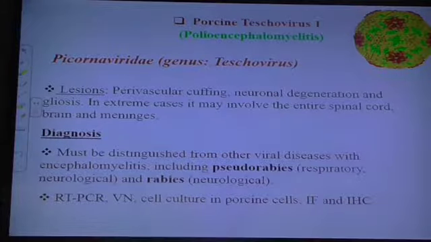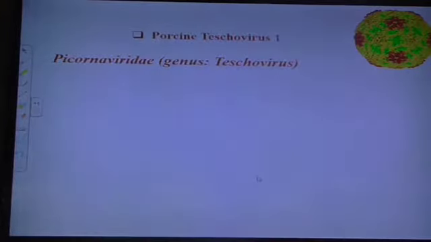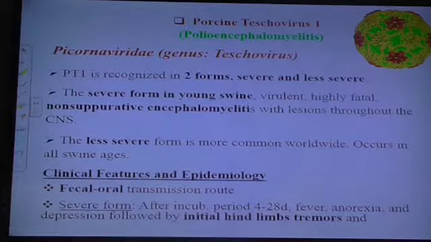On the slides, the slide is what's confusing me, because on the first slide, if you go back, it says that Teschovirus 1 and that there's a less severe form and a severe form. It doesn't really differentiate between 1 and 2. Oh, severe and less severe form. Okay, so yeah, you're right. It's one which is a severe form. Okay. So porcine Teschovirus 2 is mild.